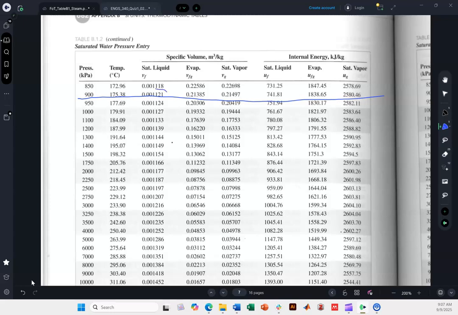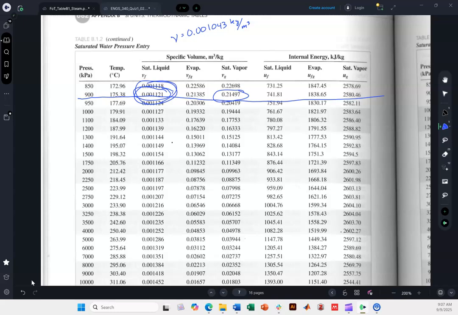I'm looking specifically for these two values, VF and VG. Those are the left and right side of the phase boundary. And the value I'm looking for is V equals 0.001043 meters cubed per kilogram. So as I look, I'm actually less than VF, which means I'm a normal liquid.